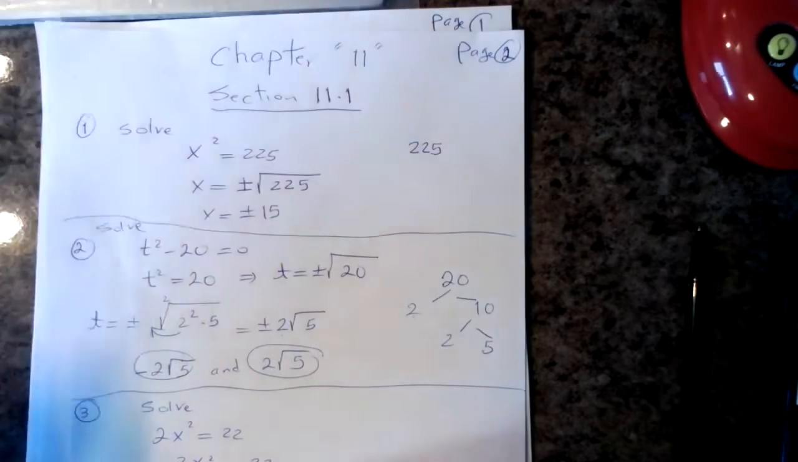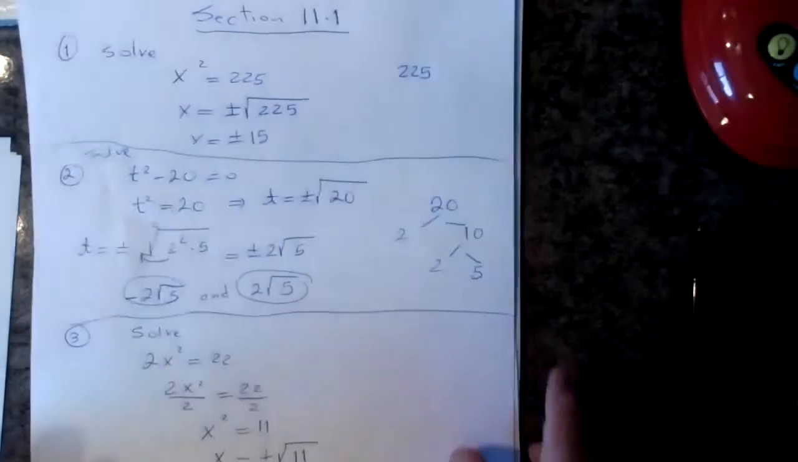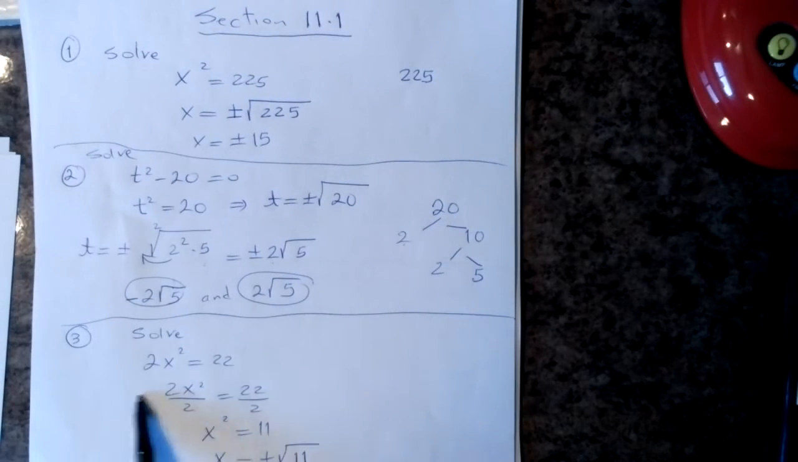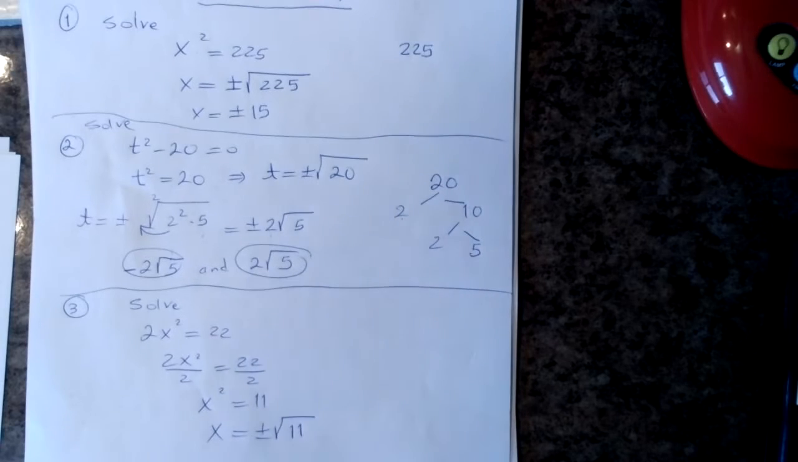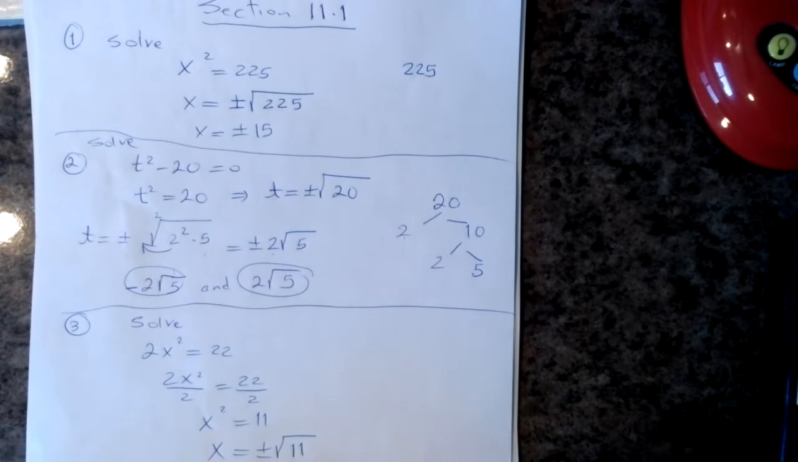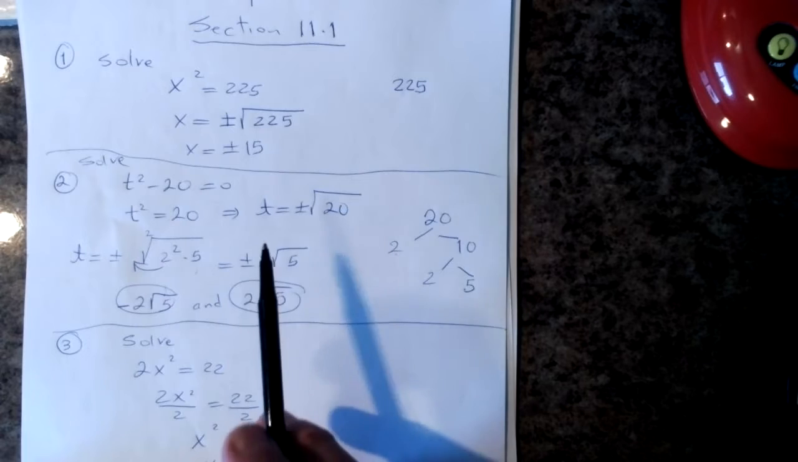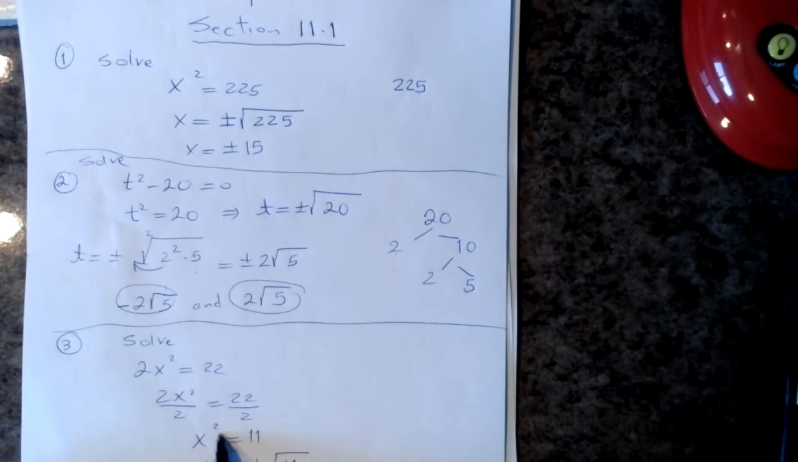So again, to solve it, you must have x squared by itself. Like here, 2x squared equal to 22. First, I need to get rid of the 2 by dividing both sides by 2. So x squared is 11. Then you take a square root of both sides. So this is the first 3 problems. And in either case, remember, the variable has to be alone on one side.